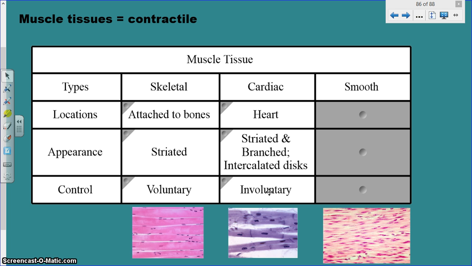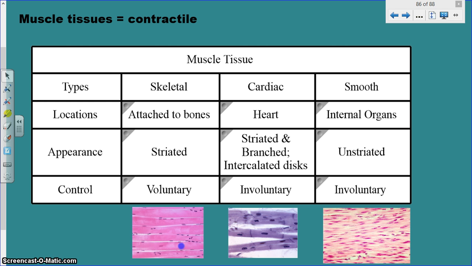And then our last type of muscle tissue, smooth muscle tissue. It's located in your internal organs. Okay, so your stomach, your small intestine, your large intestine, your blood vessels. It is unstriated, which is why it's called smooth muscle tissue. And it, like the cardiac, has involuntary control. You don't tell your stomach to contract and digest your food.